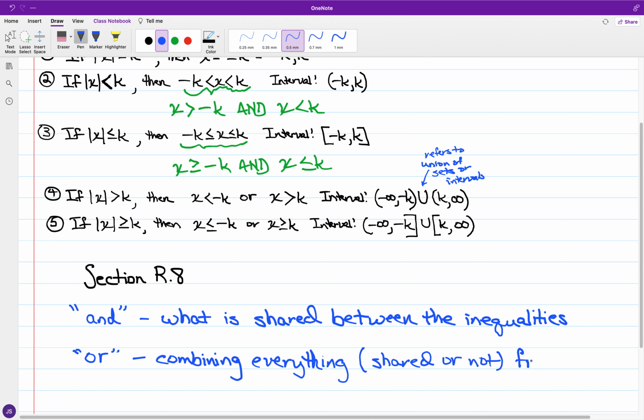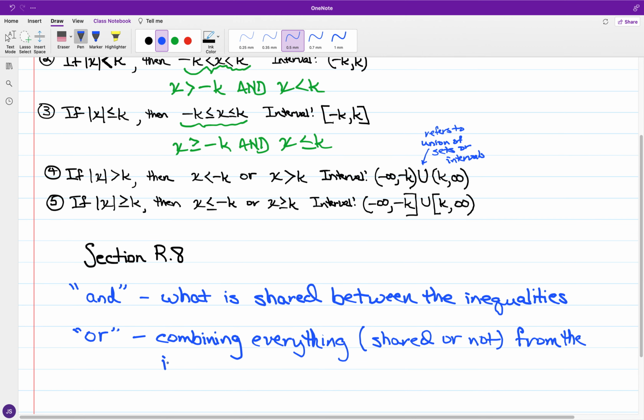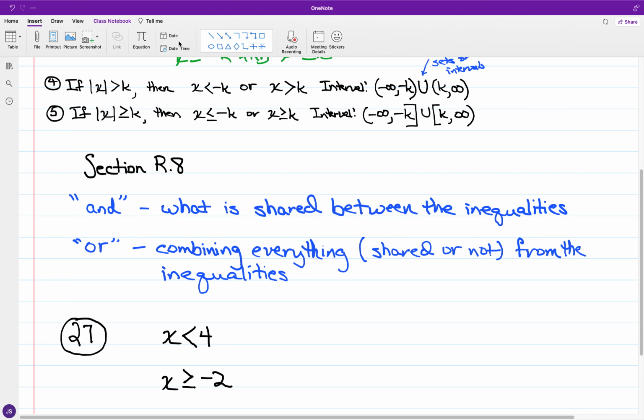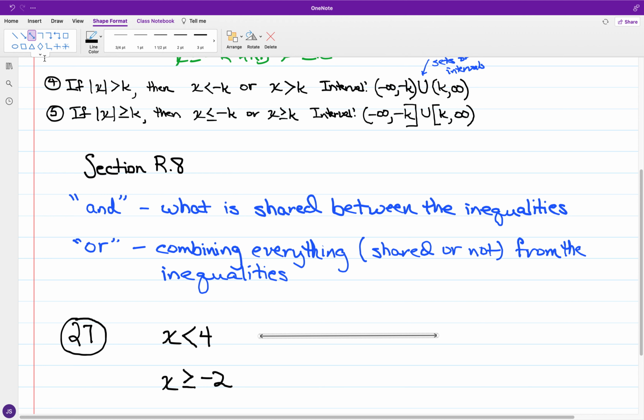Let's say we have from the inequalities, and where these terms are presented, from section R.8, in the case of number 27, two individual inequality statements, where x is less than 4 and also where x is greater than or equal to negative 2. And just presenting a bit of a visual, I have x is less than 4 and x is greater than or equal to negative 2.